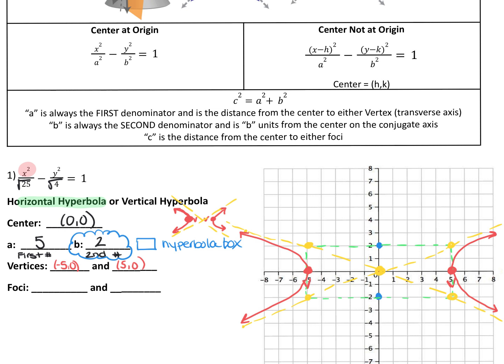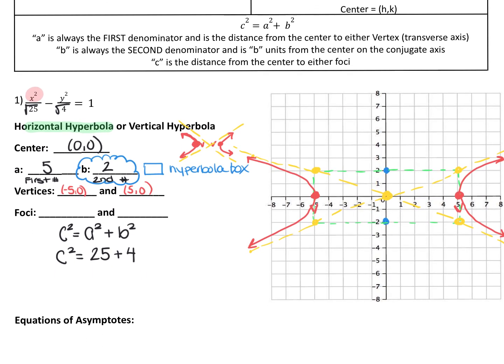Okay, and then the last thing that we need to do is find the C value for the foci. This time, the formula is a little different. It's C squared equals A squared plus B squared. So C squared equals A squared is 25 and B squared is 4. So in this case, we have 25 plus 4, which is 29, equals C squared. Now, when we take the square root, we're going to notice that we can't take the square root of 29, and that's okay. We can just leave it in the square root of 29 fashion.